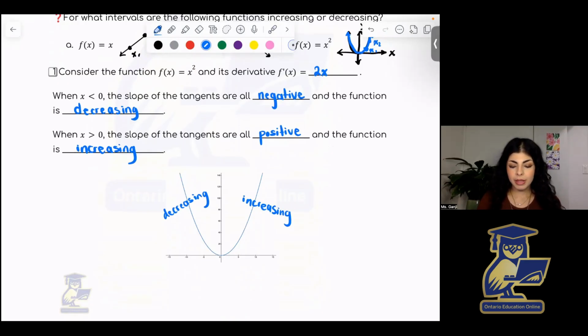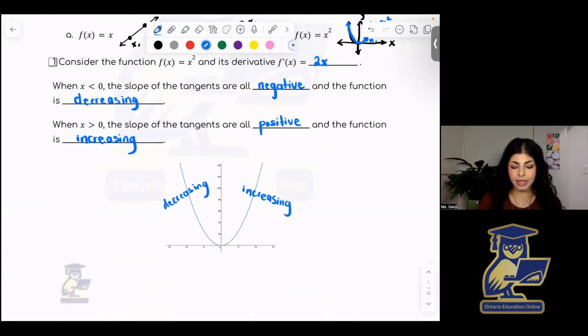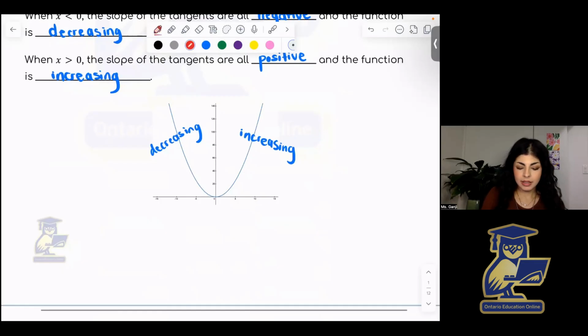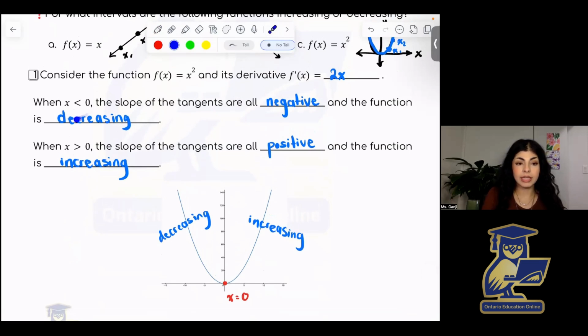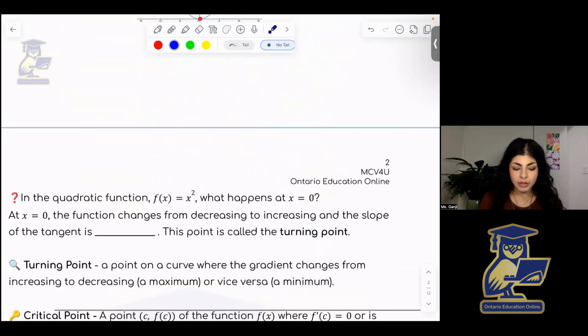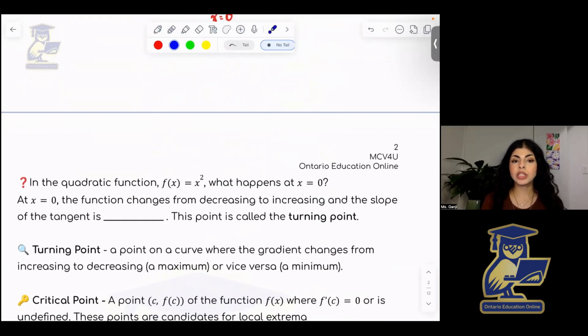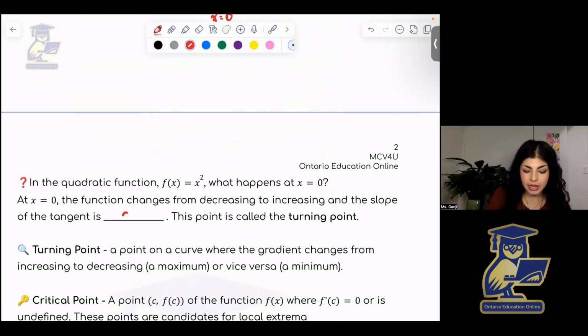And so now you might be thinking, what happens at x equal to 0? Because this is x greater than 0 and x less than 0. But what happens at x equal to 0? So at x equal to 0, the function changes from decreasing to increasing, and the slope of the tangent is 0. And so this point is called the turning point.